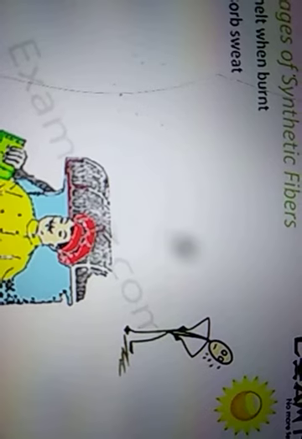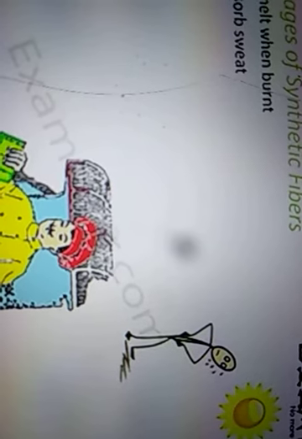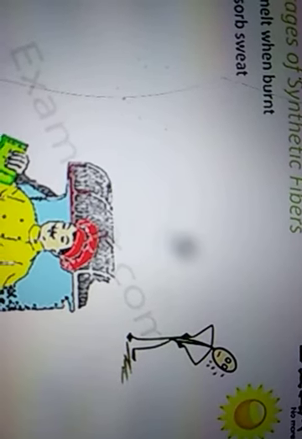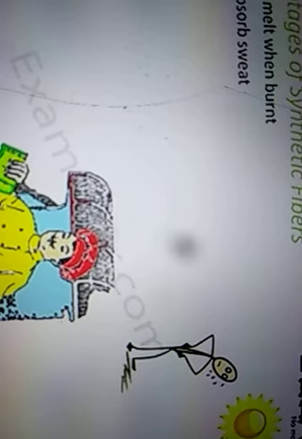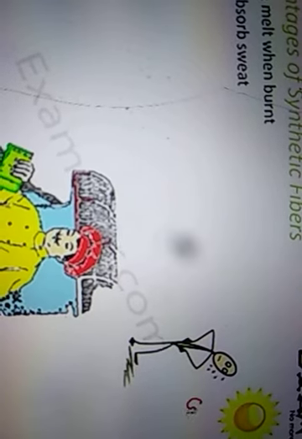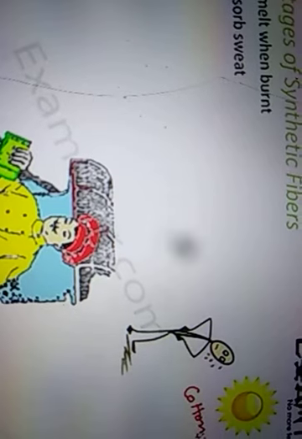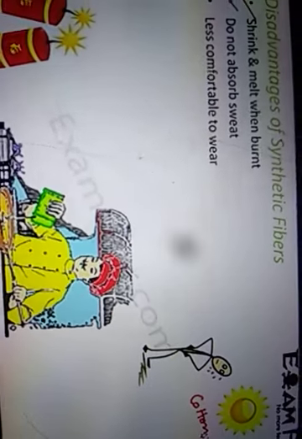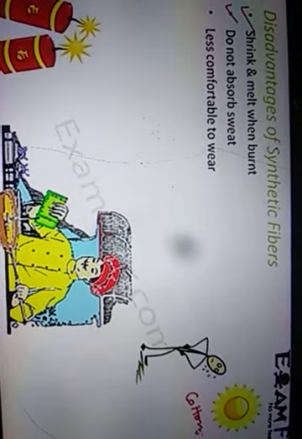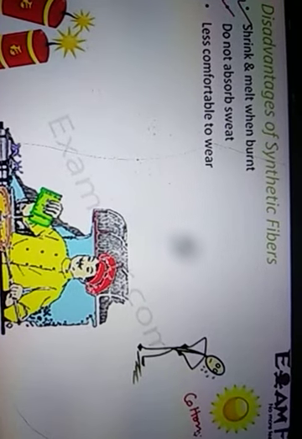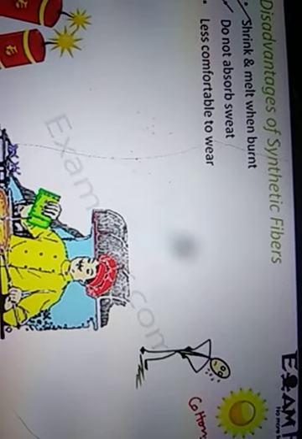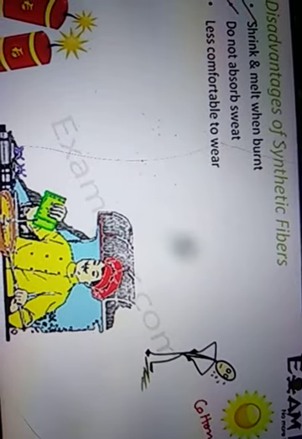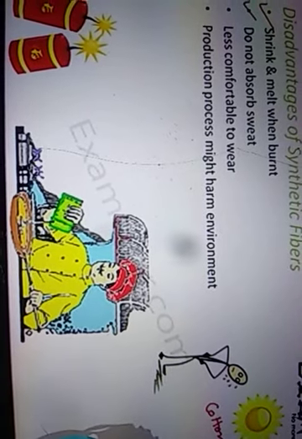But if you are wearing a synthetic cloth, it will not allow sweat to go out because it does not absorb the sweat, and all the heat is trapped in your body and you feel hotter. So in summer you are always advised to wear cotton clothes. Less comfortable to wear. Since these synthetic fibers do not absorb sweat properly, they are not very comfortable to wear either.